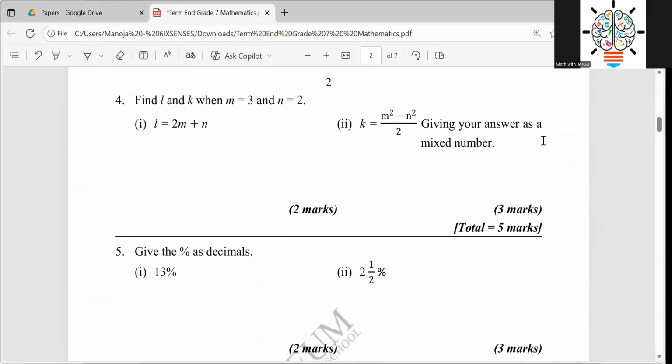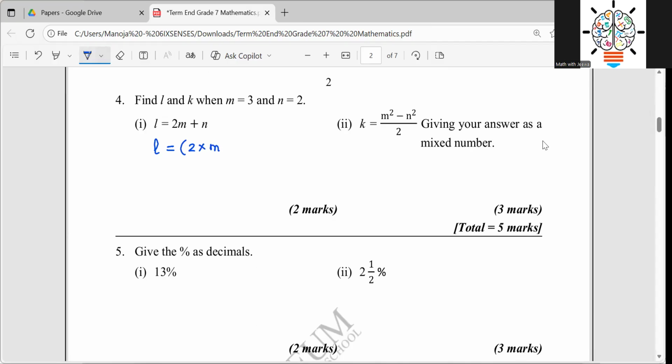Find L and K when M is 3. So then here I write L is equal to 2 times M plus N. Then I substitute the values. 2 times 3 plus 2. So then I can write 2 times 3, 6, plus 2, L is equal to 8.